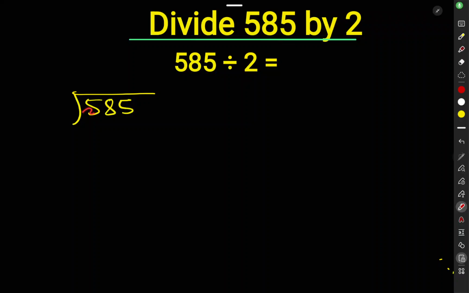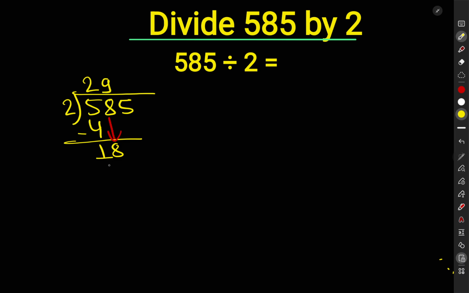We divide 585 by 2 in long division method. 2 times 2 is 4. On subtracting, we get 1. So now we put down this 8 and it is 18.